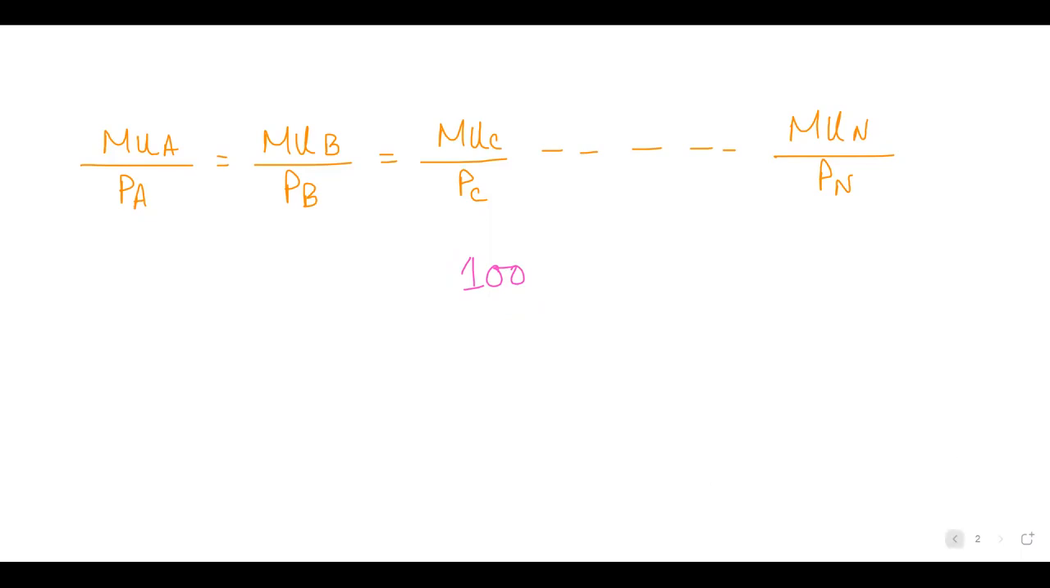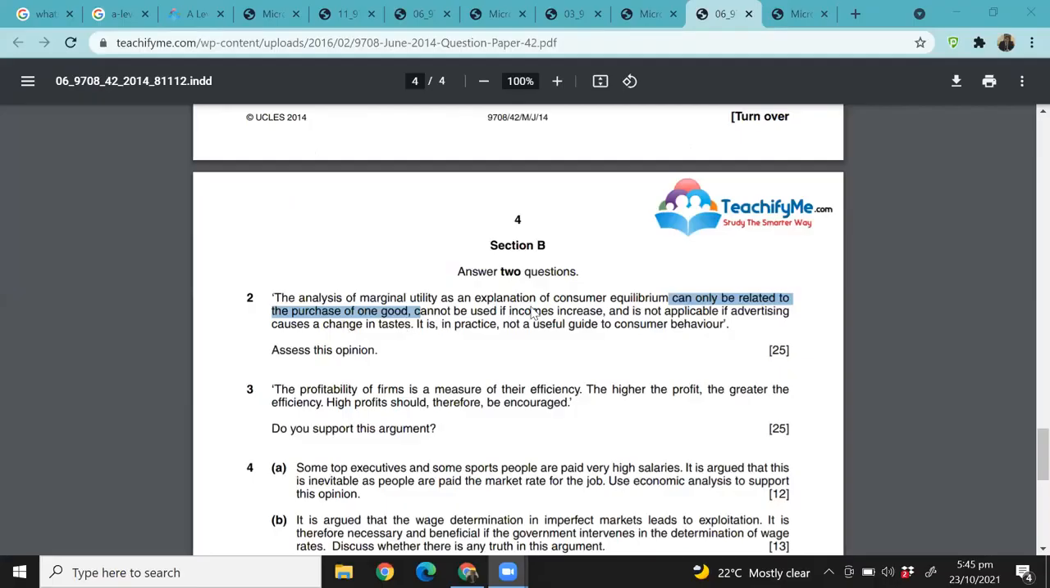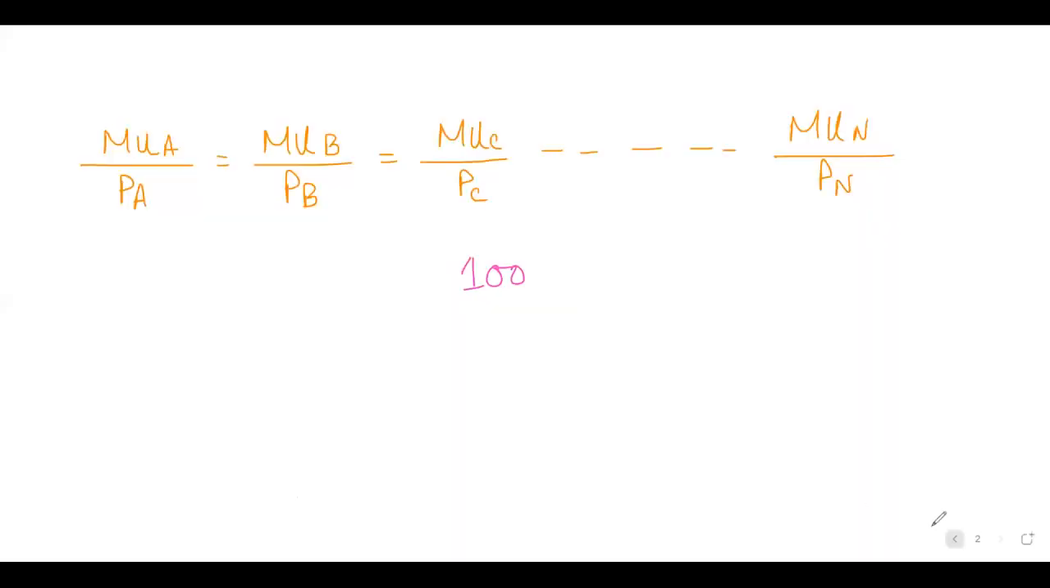Now, this being said, the first thing we rejected: it said that it can only be applied to the purchase of one good, which is incorrect. It can be applied to two products. The next statement: cannot be used if incomes increase. That's again incorrect. Why is that incorrect? You will explain that if incomes change, what happens?